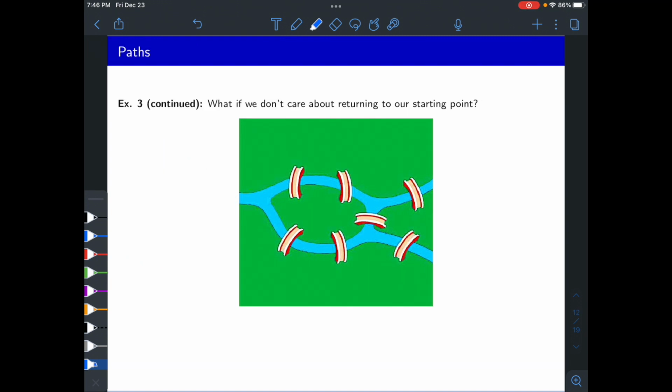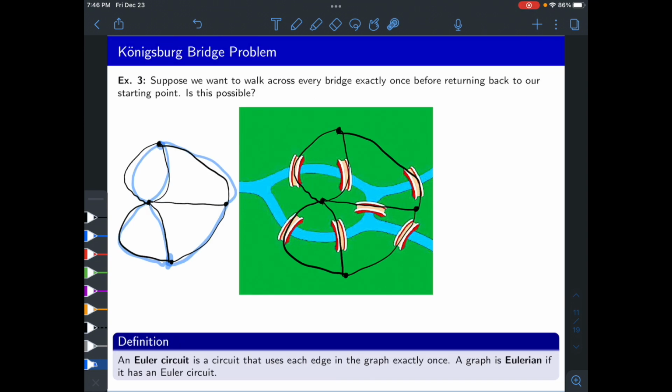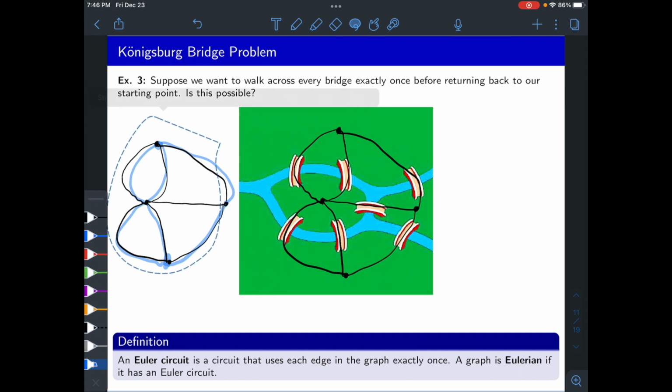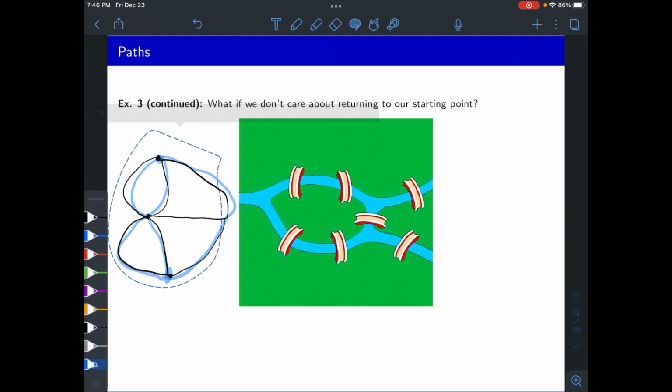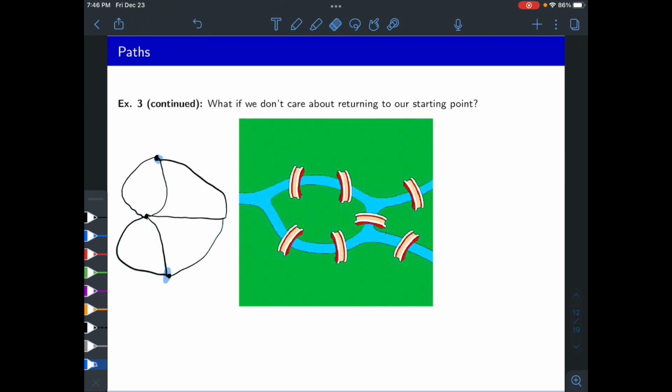Okay, but what if we don't care about returning to our starting point? Is there a chance that we can do it if we don't require that we get back to wherever we started? So if I were to take this, let's take that over here, and get rid of that.